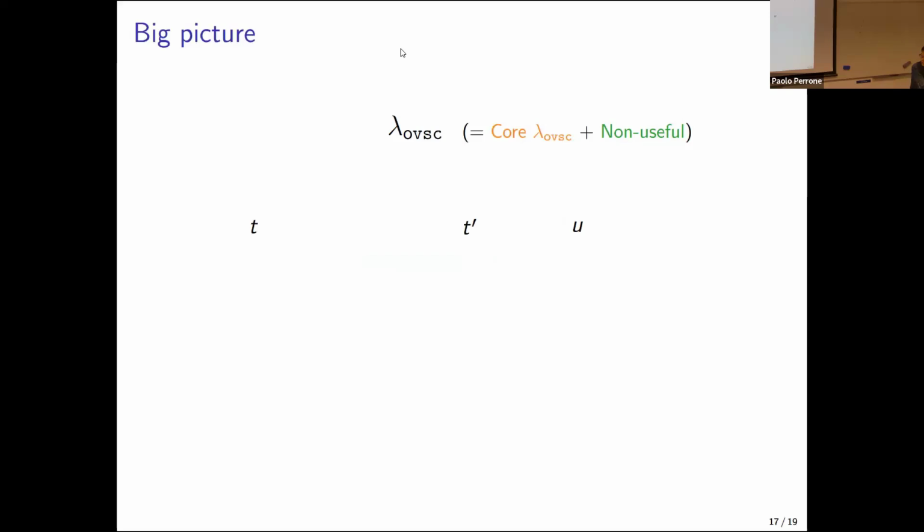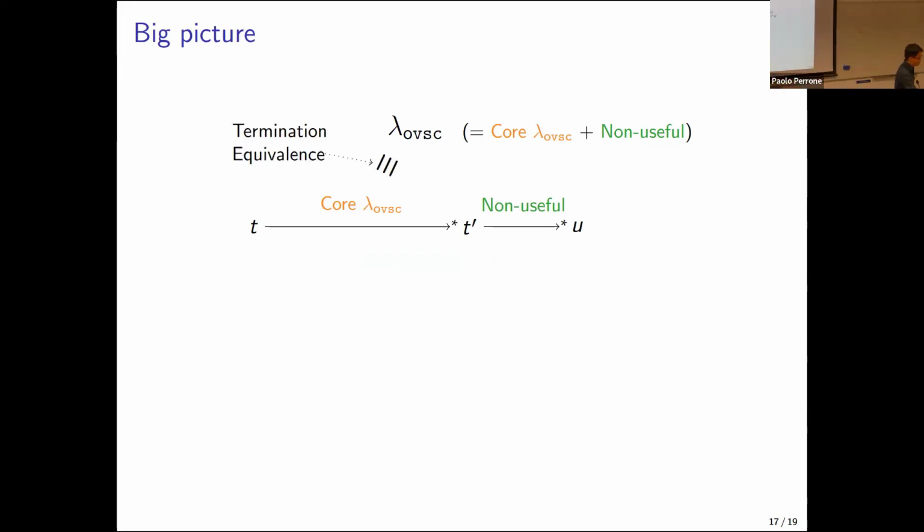And we have a factorization theorem, which tells you that whenever you have a reduction sequence from T to U in VSC, you can first do the core part, and then you just need to do the non-useful part. So somehow you can postpone all the non-useful steps. The important thing is that these two calculi are termination equivalent, which means that T is terminating in VSC if and only if it is terminating in core VSC.